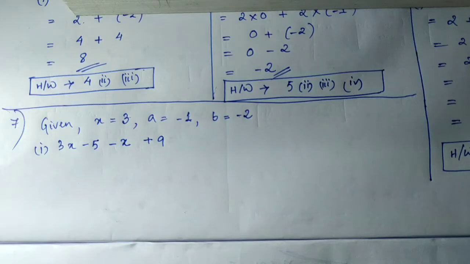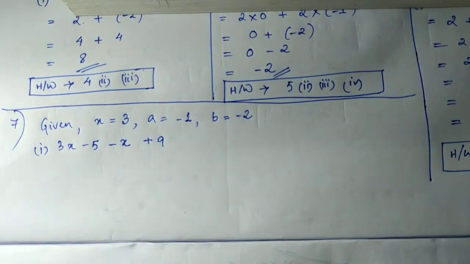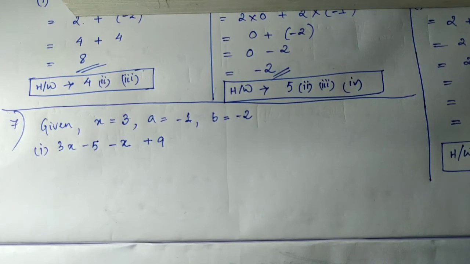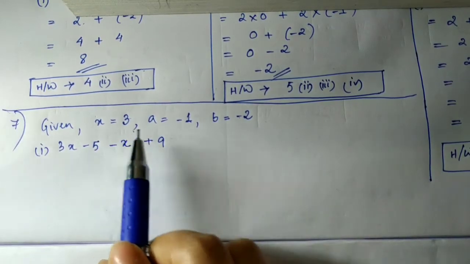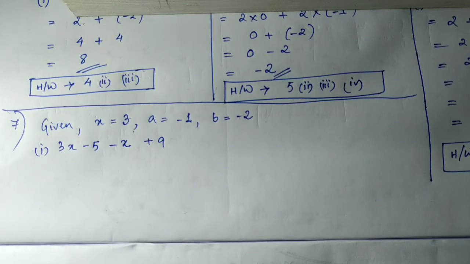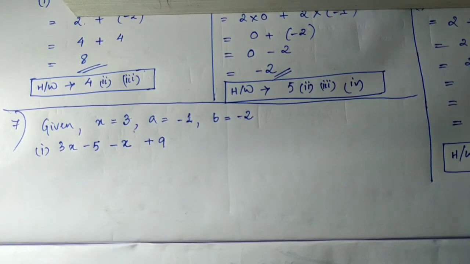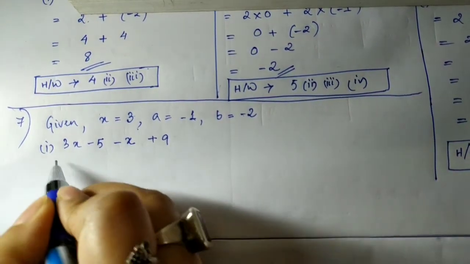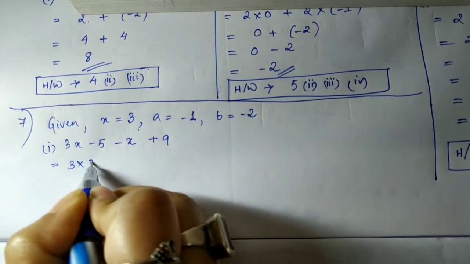I'll show you one again. So what is given in question number 7? The values are given. Simplify the expression and find their values, if x is equal to 3, a is equal to minus 1 and b is equal to minus 2. In some expressions you might find all of x, a, b are given, and in some only x is given. So you'll just put the value of x. What is the value of x here? 3. So in place of x you will put 3.